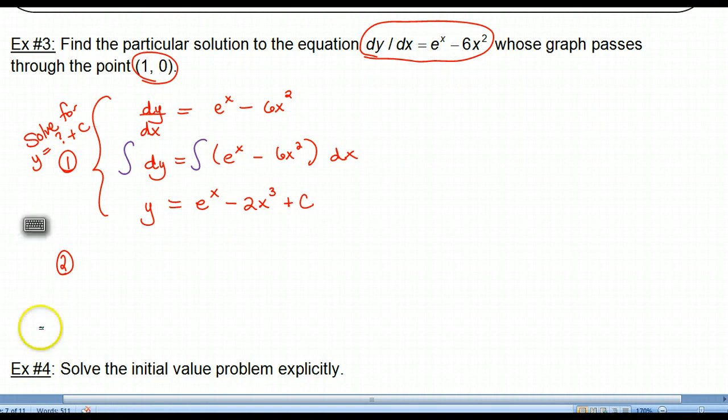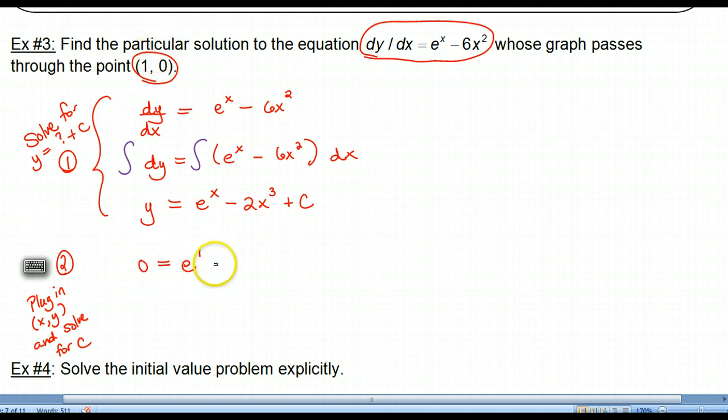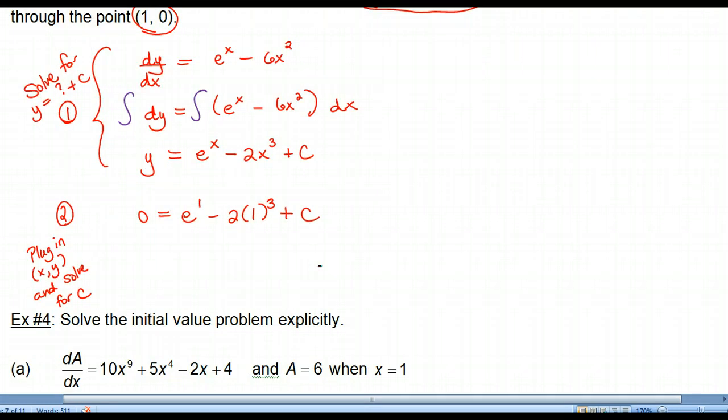Step 2, plug in x, y, and solve for c. So I have (1, 0). So I have 0 equals e to the first plus c. So just plug it in. In order to solve an initial value problem or find a particular solution, you have to have a point. So x is 1 and y is 0. Substitute all of that in and solve for c.